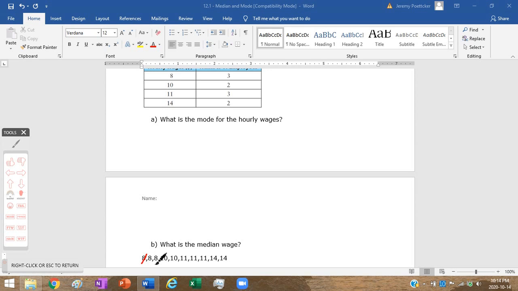Okay, so 8 and 14 go away. Right, we're just crossing out to figure out which one's in the middle. 10 and 11 are in the middle. And so we've got to figure out what's halfway between 10 and 11. Well, it's going to be $10.50. If we weren't sure, I suppose we could add the two numbers up and divide by 2. Right, that would work. But usually they're not going to be too silly like that. Ooh, that's a lovely 5. So the median is $10.50 per hour.